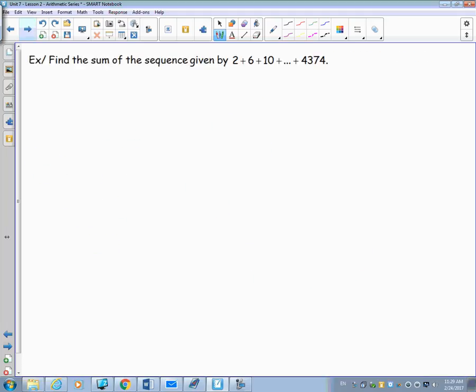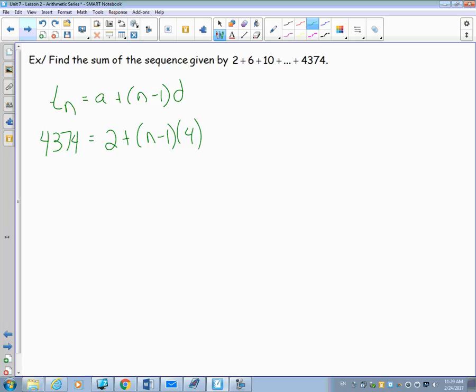Okay, so you guys give one of those a try. I'm giving you the first term, I'm giving you the last term, I'm giving you the difference. Can you figure out what this sequence adds up to? Oh, I need to know how many terms there are. So I need to go back to my Tn equation. I know the last term is 4,374. Our first one's 2. I don't know how many, but our difference is 4.